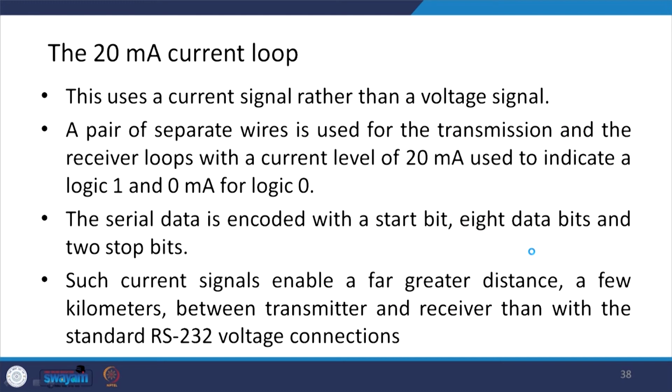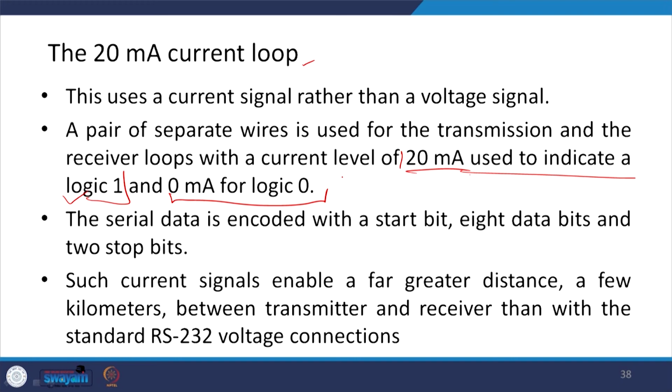Next, let us look at the 20 milliamp current loop. This uses a current signal rather than a voltage signal. A pair of separate wires is used for the transmission and the receiver loops, with the current level of 20 milliamps used to indicate a logic 1 and 0 milliamp for logic 0. Okay. So, 20 milliamp for logic 1 and 0 milliamp for logic 0.